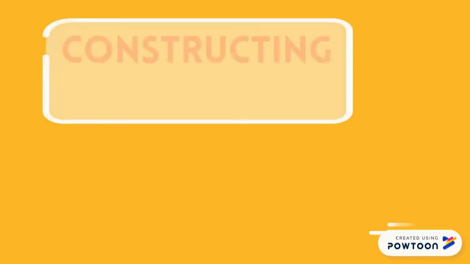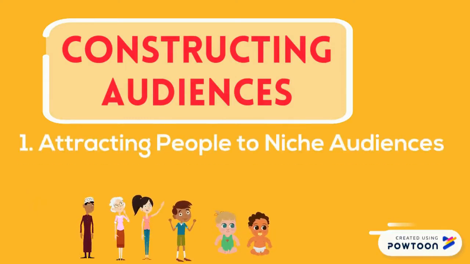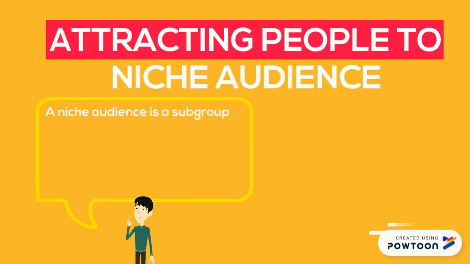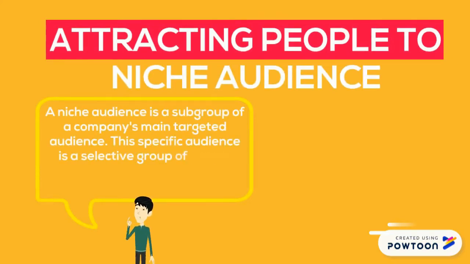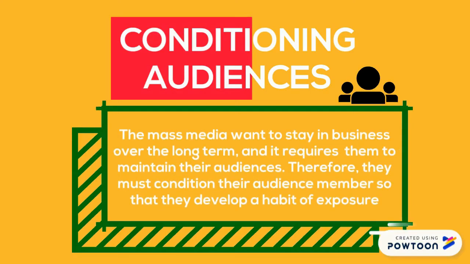The second point in media strategies is constructing audience, which is done by attracting people to a niche audience and by conditioning the audience. A niche audience is a subgroup of a company's main targeted audience. This specific audience is a selective group of people who have specific wants, needs, and interests. Next is conditioning audience. The mass media want to stay in business over the long term, and it requires them to maintain their audience. Therefore, they must condition their audience members so that they develop a habit of exposure.